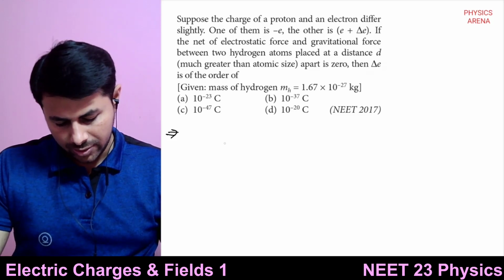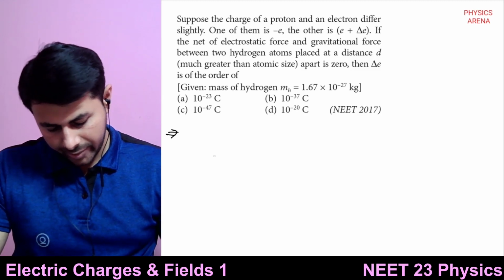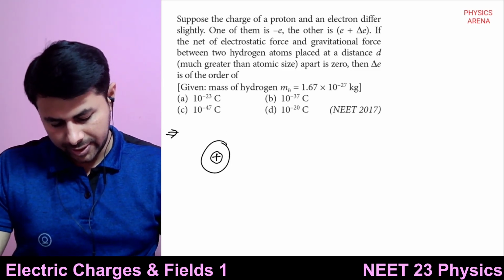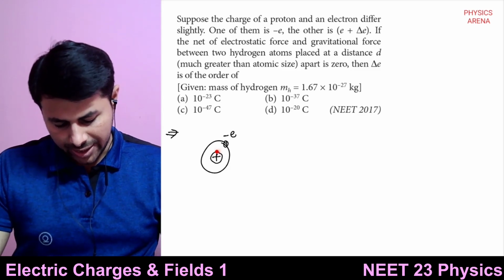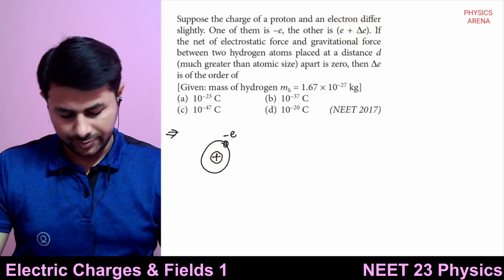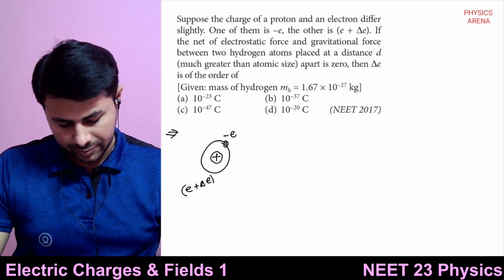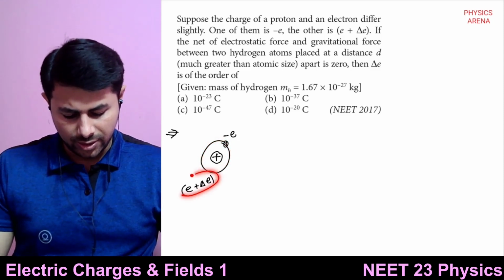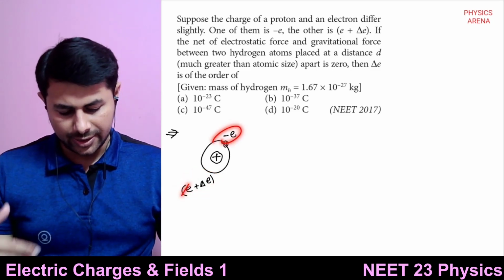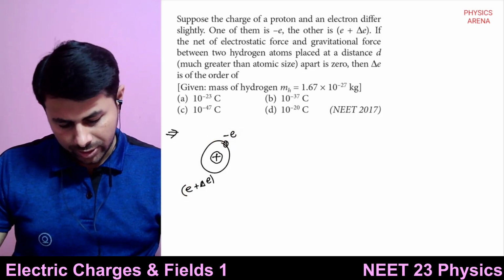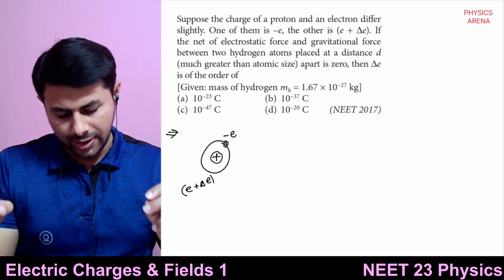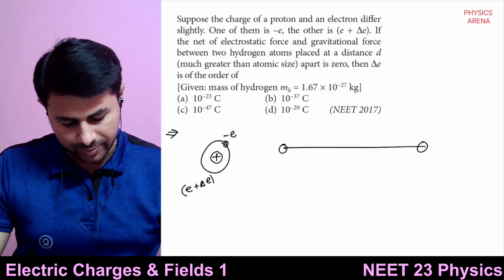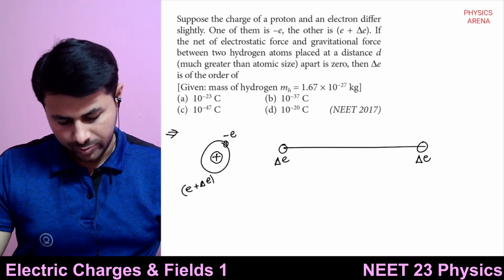You have two hydrogen atoms. Okay, so a hydrogen atom has a proton and an electron, and this is the first hydrogen atom. So how much is the charge on the proton? Given that it is not e, it is e plus delta e. Okay, so this is one hydrogen atom. So how much would be the net charge on the hydrogen atom? e plus delta e minus e. So plus e and minus e get cancelled. So the net charge is delta e. Okay, so you have two such hydrogen atoms. They are placed at a distance d, which is very large compared to the atomic size. Okay, so these are two hydrogen atoms. The charge on this one is delta e, the charge on this one is delta e, positive.